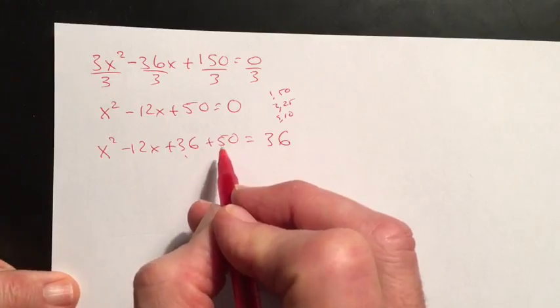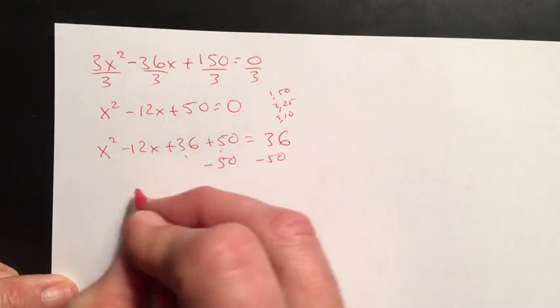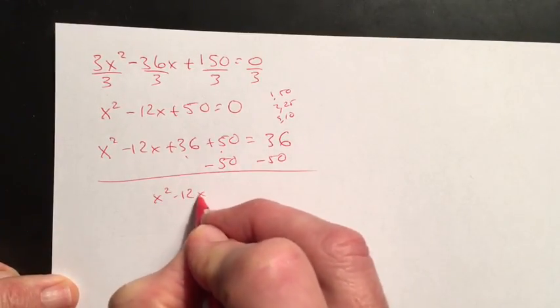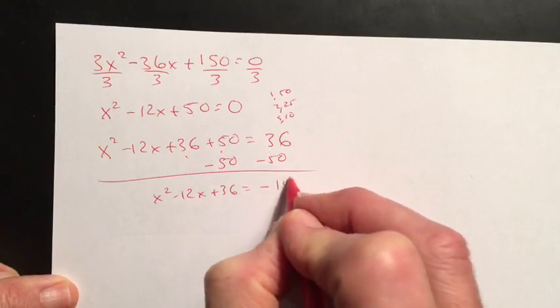Now I'm going to get rid of this 50 by subtraction. So I'll subtract 50 from both sides. And I have x squared minus 12x plus 36 equals negative 14.